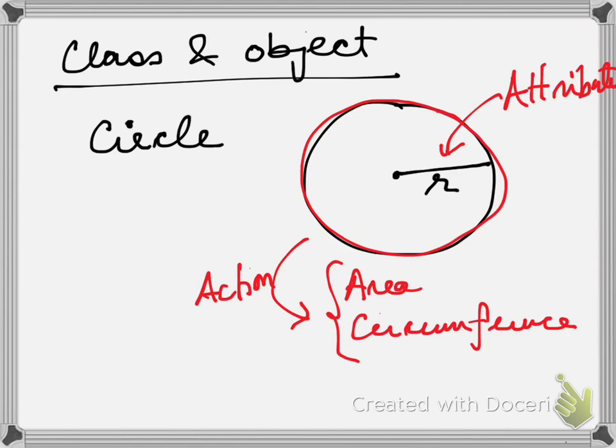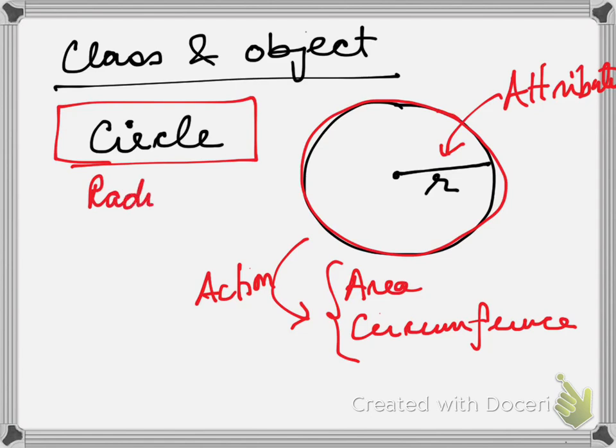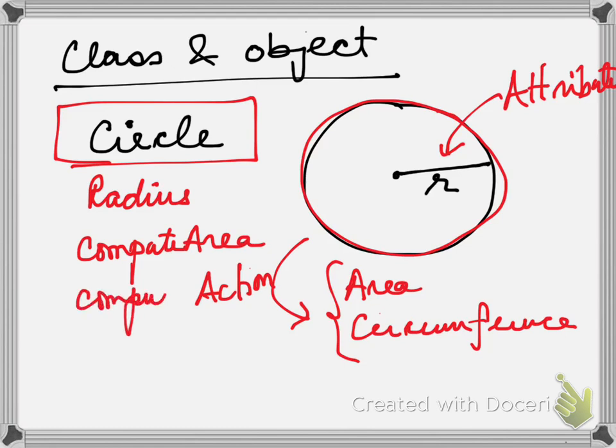So I can have a class for circle which will have attribute radius, okay, and it will have actions, say I'll call them compute area and compute circumference. All right, so this is the attribute and these two are the functions.